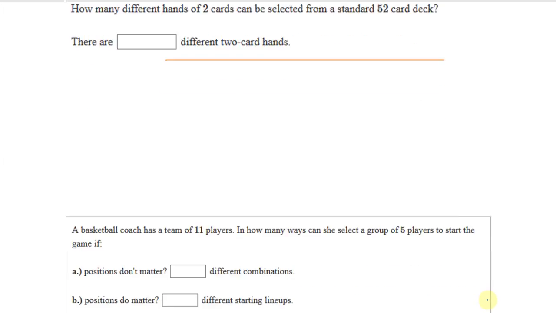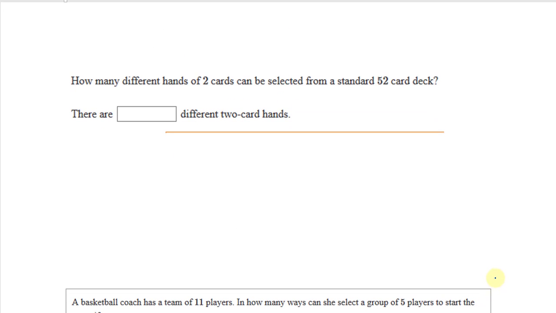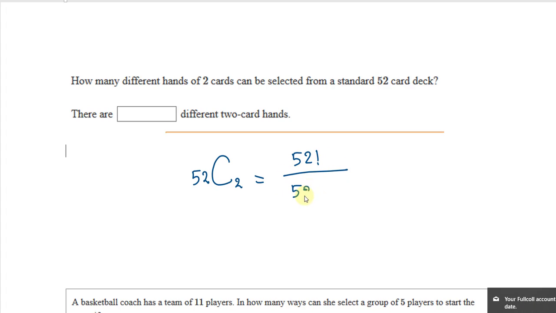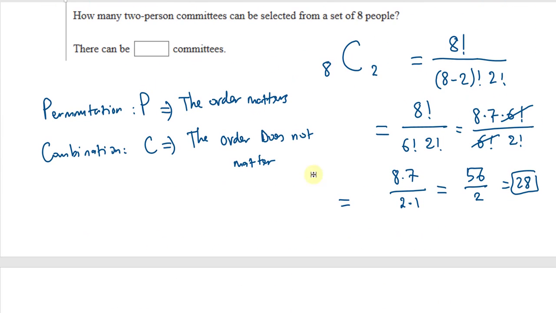The next one, how many different hands of 2 cards can be selected from a standard 52-card deck? They just tell us that we choose 2 cards. The order doesn't matter, any 2 cards. So we have 52, and again we choose 2 cards. Applying the formula, 52 factorial on the top, 52 minus 2 factorial, and multiplied by 2 factorial. I'll let you work out this problem with the same steps.